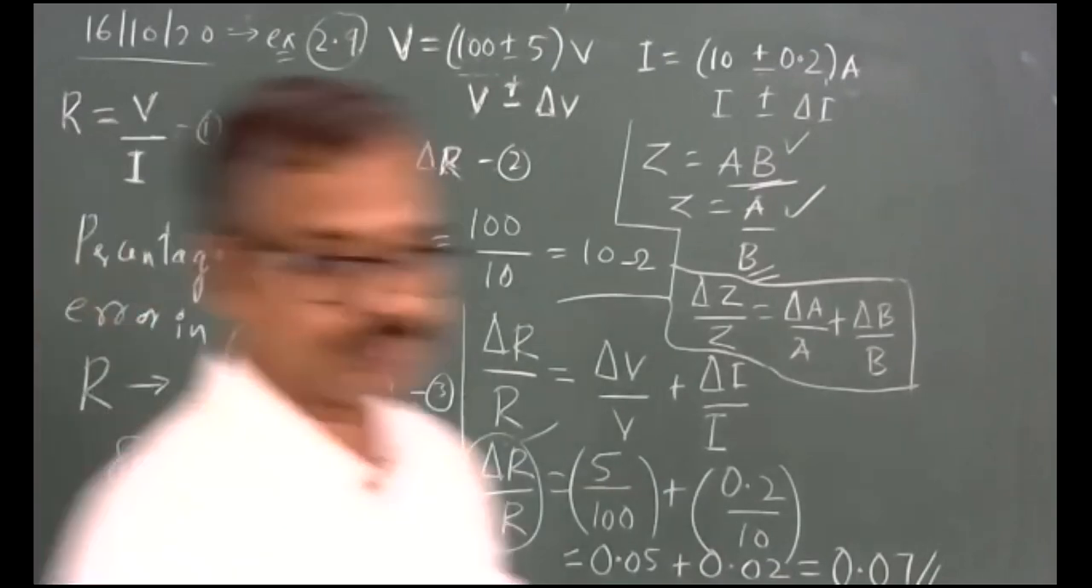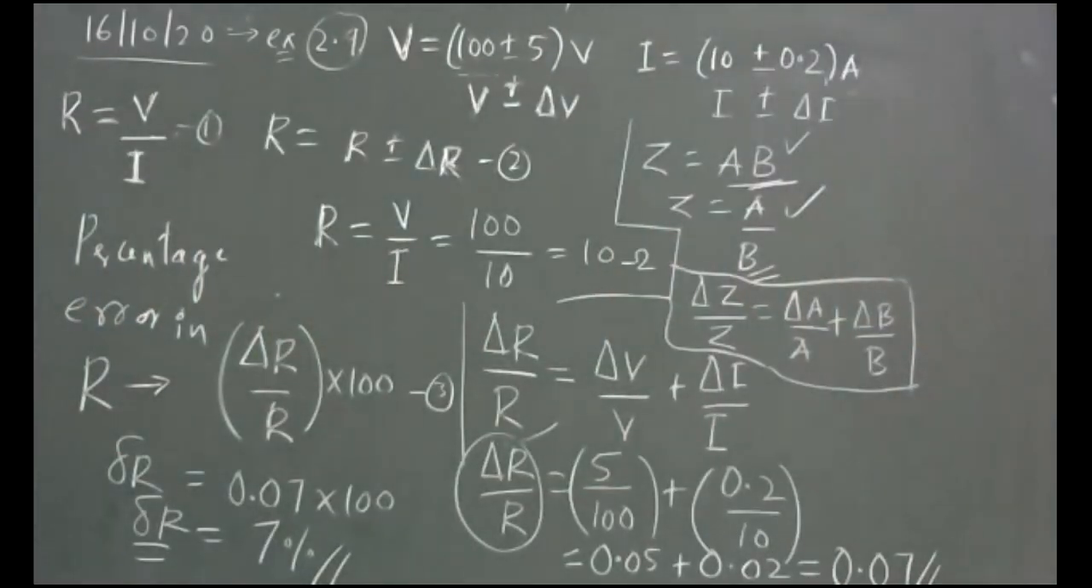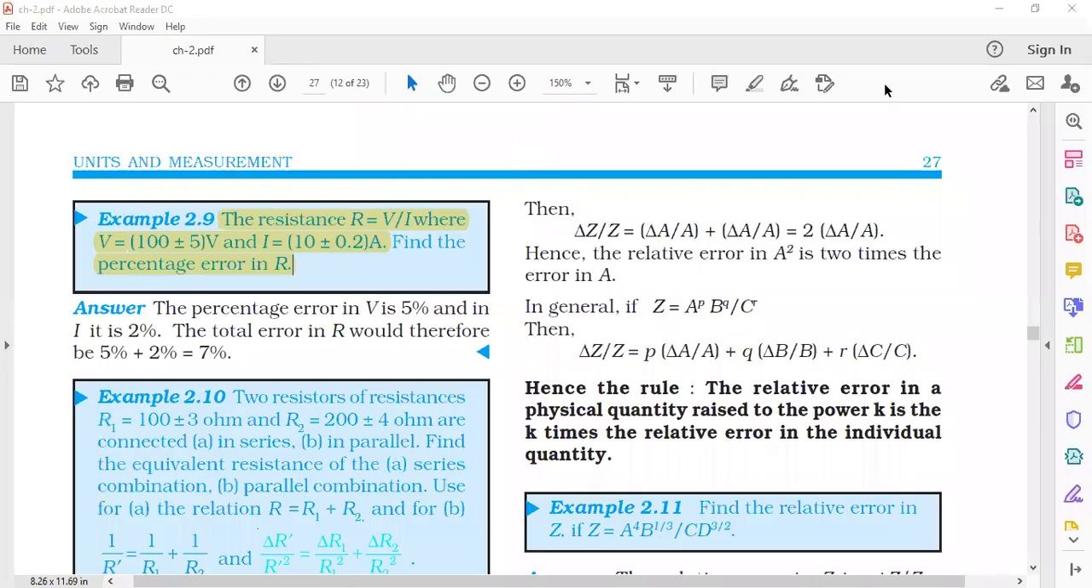Yes, cross check. Now we'll cross check with the textbook. The resistance R is defined as V by I, where voltage is 100 plus or minus 5 volt, and current is 10 plus or minus 0.2 ampere. Find the percentage error in R. The approach is: the percentage error in V is 5%, the percentage error in current is 2%, and 5 plus 2 becomes 7%. The total error in R would therefore be 7%. This is the textbook approach. Both are valid.